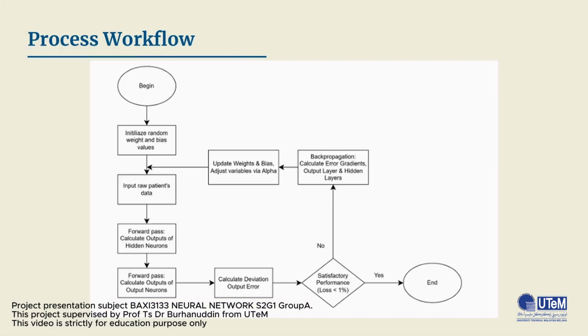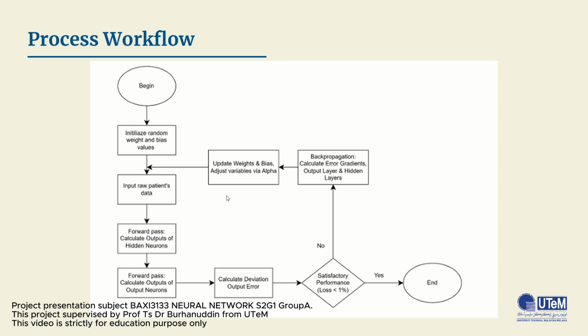Now let's look at the actual operational life cycle of our model. This flowchart traces exactly what happens under the hood during an evaluation cycle. We begin by initializing our random weight and bias values. Next, our 11 preprocessed patient features enter the network. This initiates the forward pass.